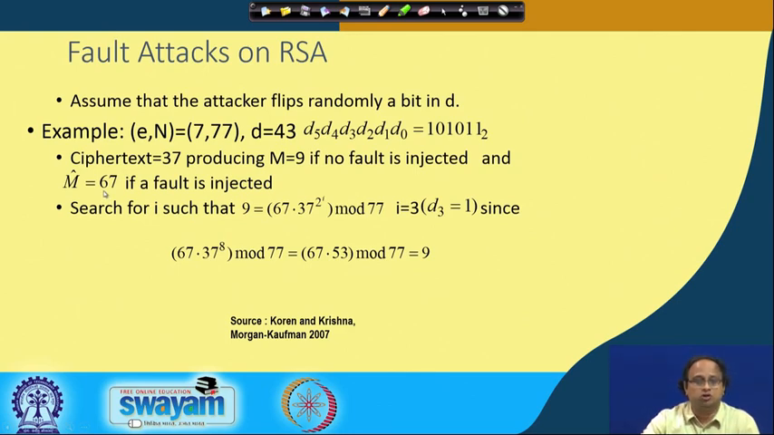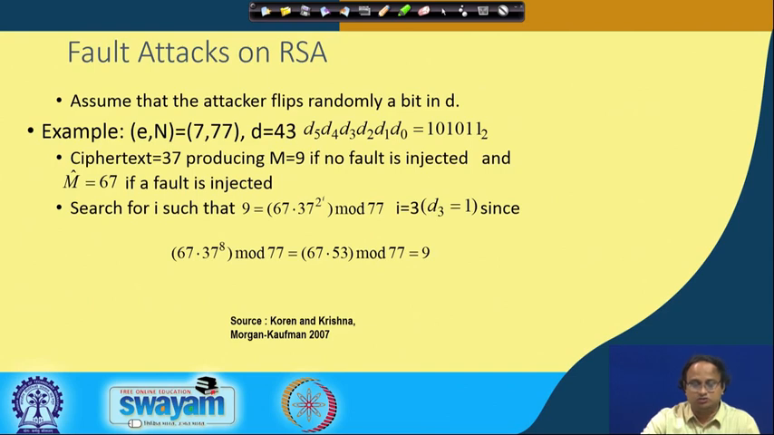So, even if I assume that I do not know the value of i, I will basically search for a value of i, and I know that I can take any of these 6 possible values, and therefore I will just keep on guessing, and I will find that for some case, in this case i equal to 3, this equation is satisfied. And as this equation is satisfied, this reveals that d3 is equal to 1. So, I can retrieve the value of the secret bit in this manner by just flipping that corresponding bit.